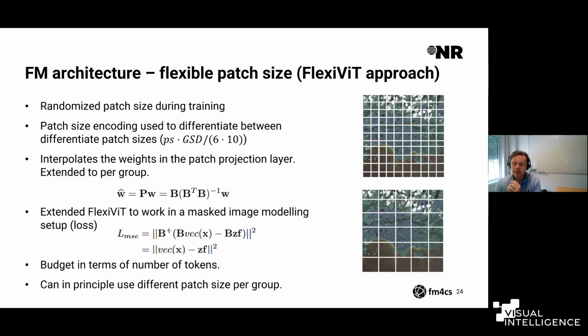Of course, in the end, there is a budget on the number of tokens that we can use, since we cannot just put an infinite amount into the ViT. So if we typically have a very small patch size, we cannot have a huge input size of the image. That is what constrains the budget. But in principle, we can also use different patch sizes per group. There's nothing stopping us from doing that.